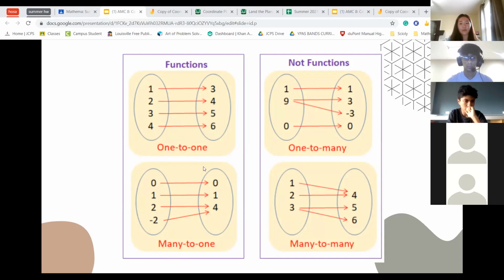But on the right, for example the first one, the 9 points to both the 3 and the -3. So it doesn't have exactly one output. It has two outputs, so that's not a function. The same thing for the second one, because the 3 is pointing to 5 and 6. The f tells you it's a function, so that's what it represents. It doesn't always have to be f. It can be a different letter too. It could be g of x or h of x.